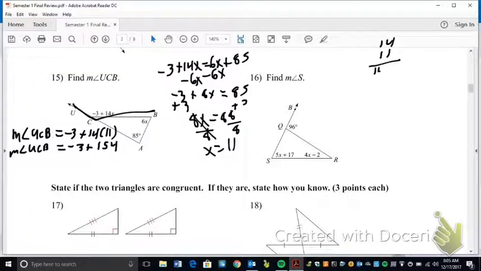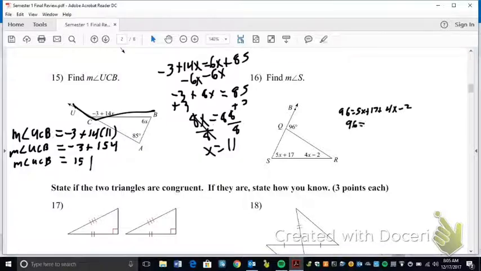I want to double check that. 14 times 11, yeah, 154. So that gives us 151, actually. I put 152, and that is wrong. I'm going to go change that right this very moment. 151. Okay. So, moving on.